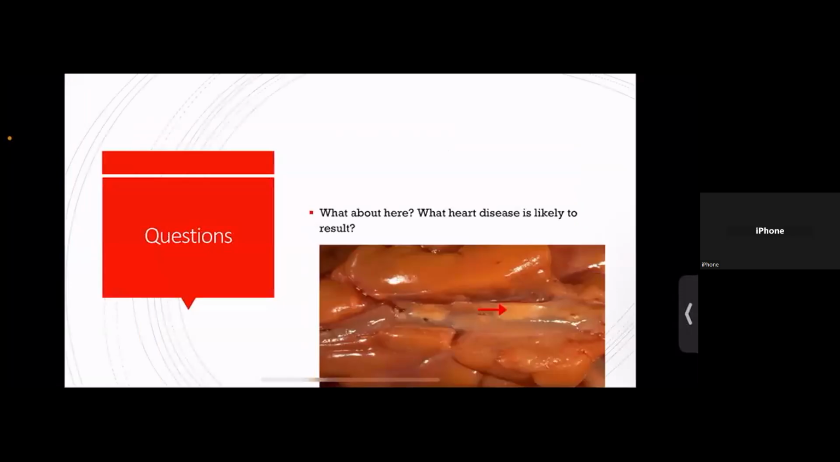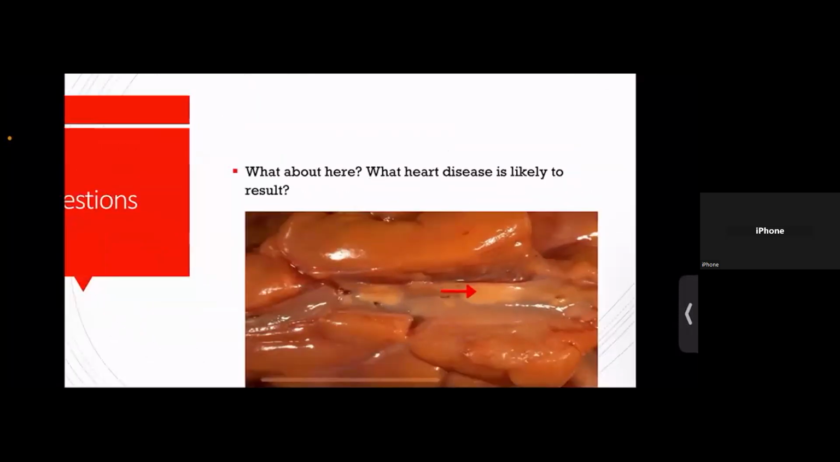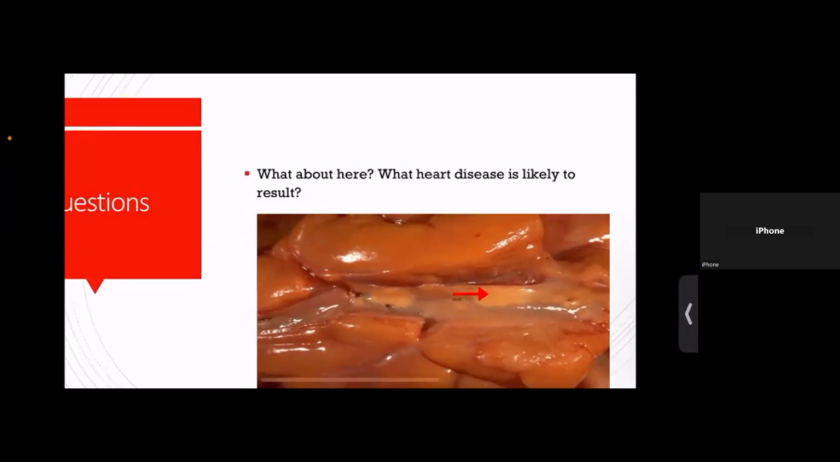So then again, you can see this again. What can you see here? I got this diagram from WebPath, so you can go look at it when you are revising. What can you see here? Again, this is a vessel with cholesterol deposit. What heart disease is likely to result? Ischemic heart disease.